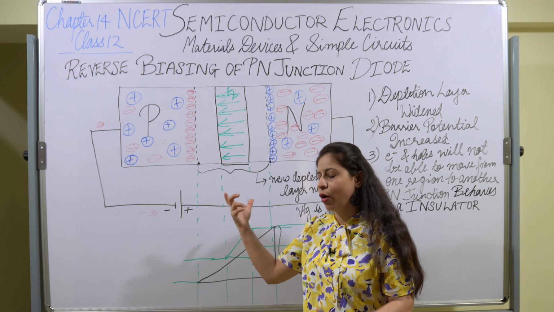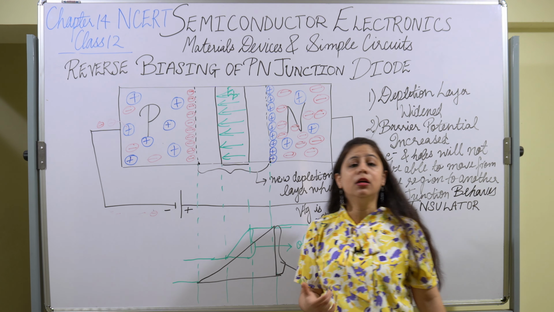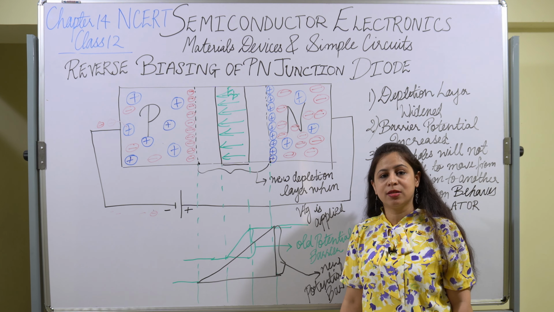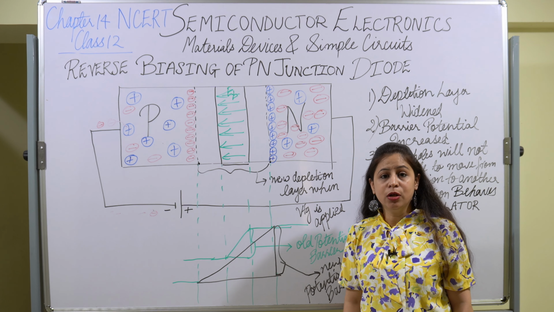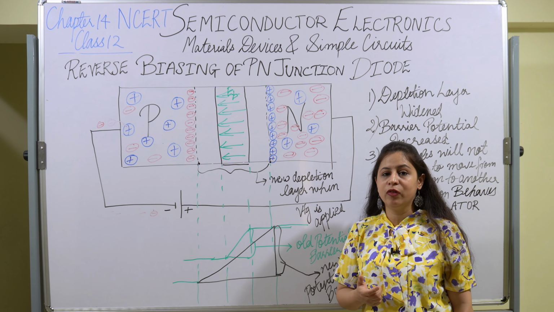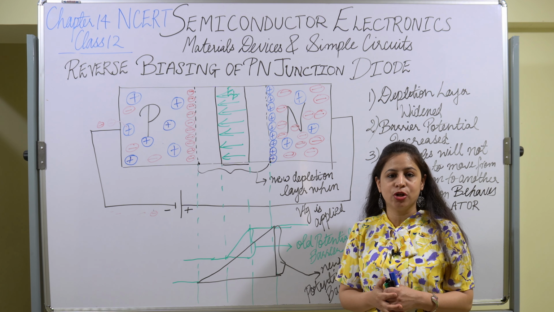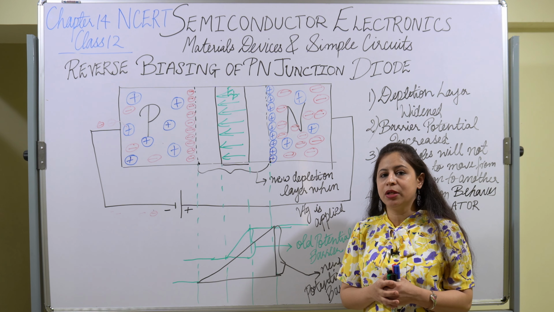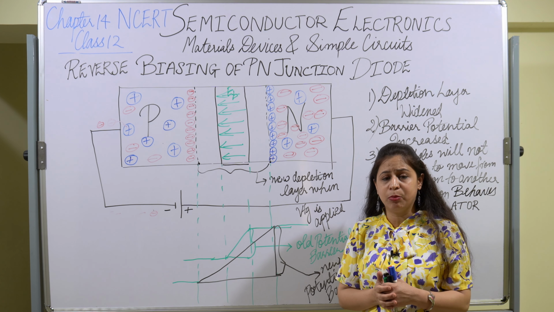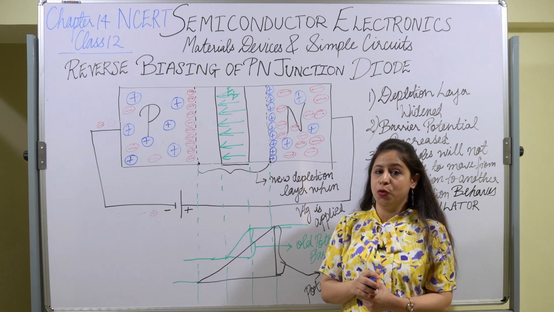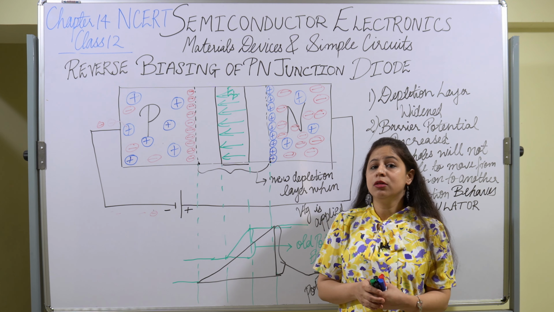And this concept is being used in the Zener diode, which is a special type of diode that works in the reverse biasing condition. So this concept we will be using in the Zener diode, which is an application of the PN junction diode. Actually, many diodes can be formed with the PN junction, which we will be studying in the next videos. Also, we will be studying about the transistor.